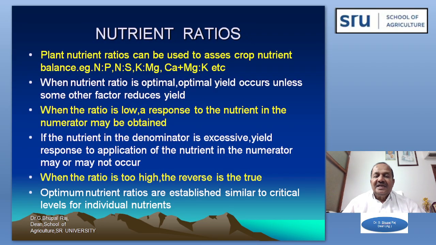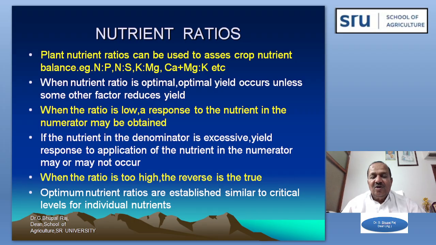So the plant nutrient ratios can be used to assess the crop nutrient balance, for example nitrogen in relation to phosphorus. Balance between the different nutrients is also important, rather than the importance of a single nutrient. For example, nitrogen to phosphorus and nitrogen to sulfur, potash to magnesium, calcium plus magnesium in relation to potash, and like that, in relation to the other elements, it is very important to assess the nutrient balance and deficiencies. So when the nutrient ratio is optimal, optimal yield occurs unless some other factor reduces the yield.